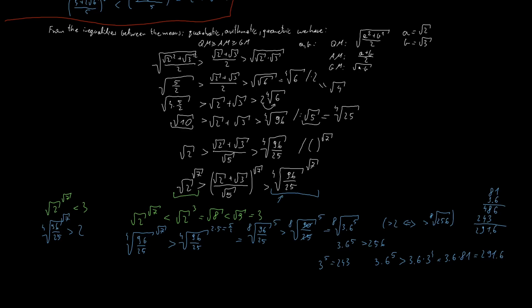So it is really the fact that this thing is more than 256. So we have that this is more than the 8th root of 256, which is 2. Okay, both proofs are quite complicated. We can think about one more approach, but it is also complicated.